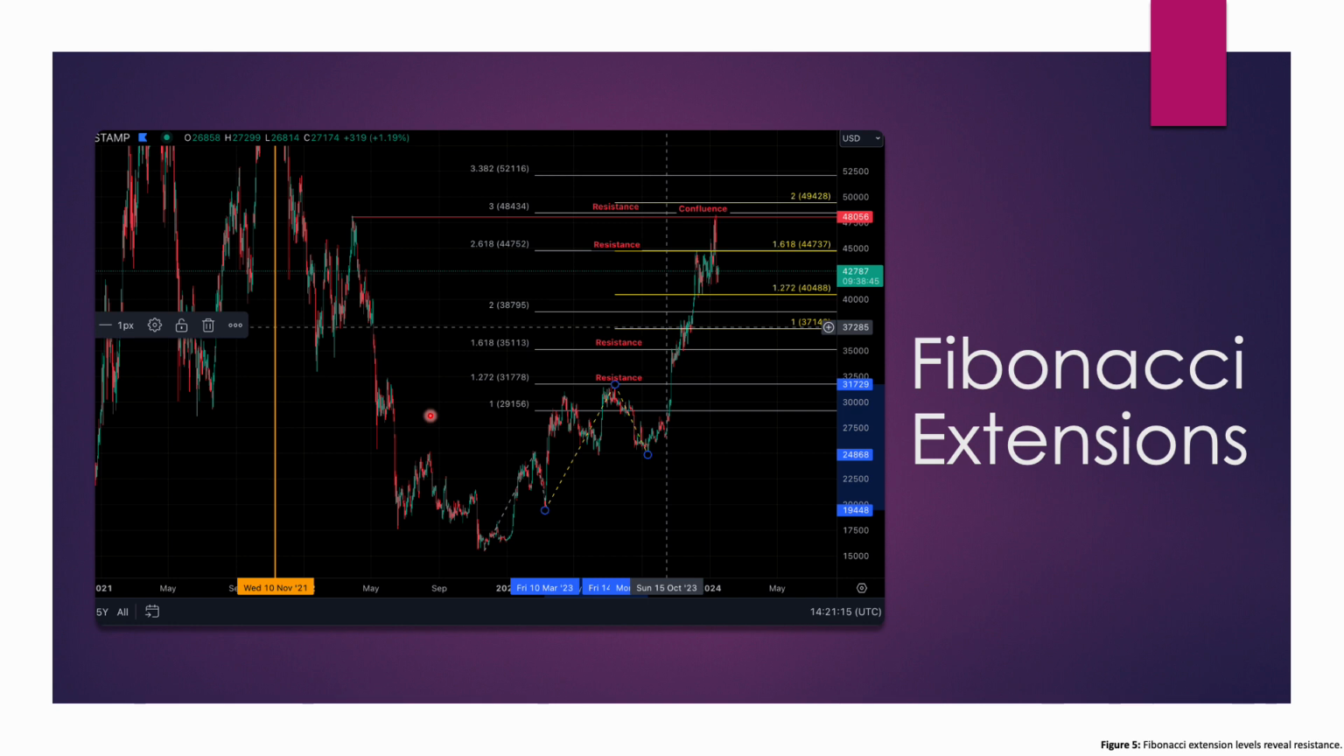and I was looking for confluence factors, and lo and behold, we had a lot of confluence around the 48K level. We had the horizontal price level, and we had two Fibonacci extension levels close to each other. So the 48K level had a lot of confluence around this resistance level, and you can use it in trading. How? First, by taking profit initially.